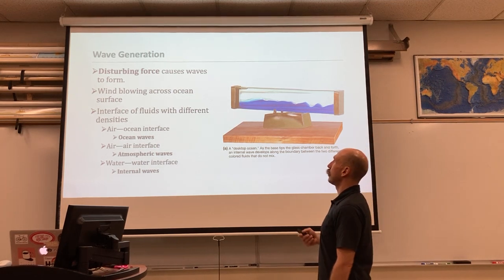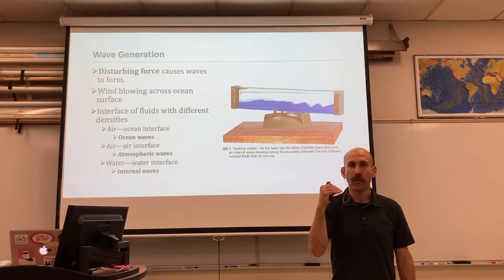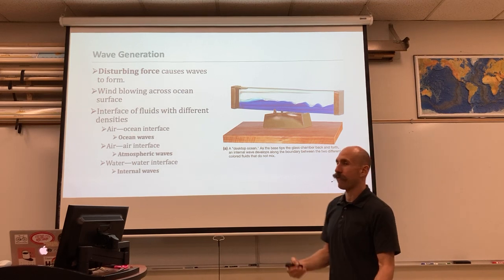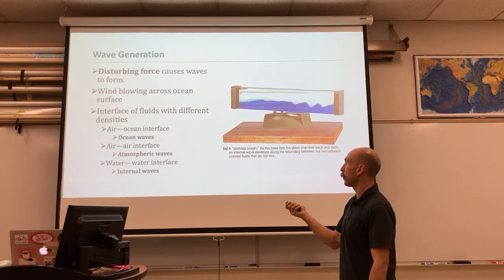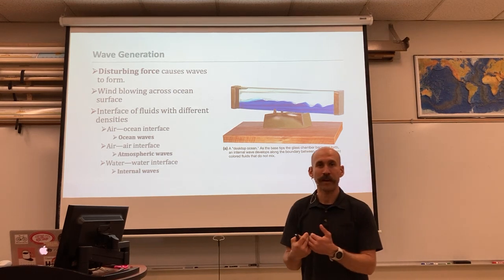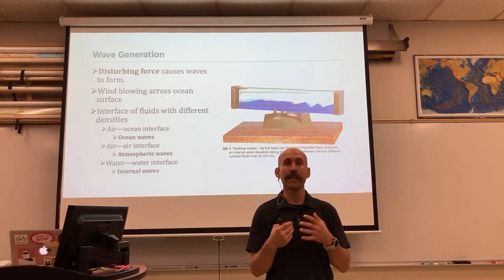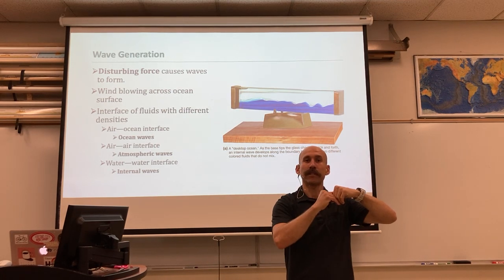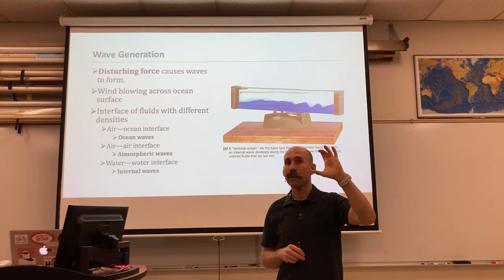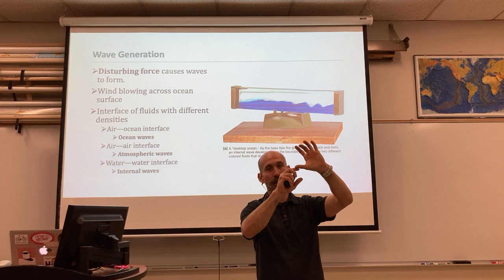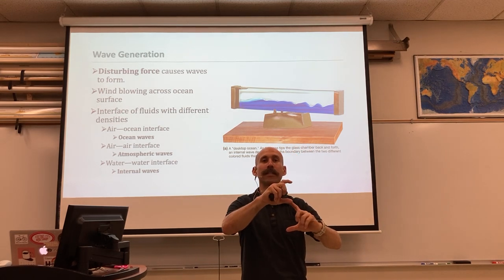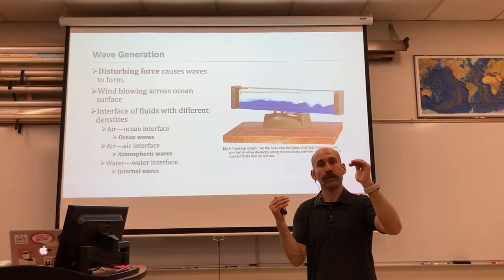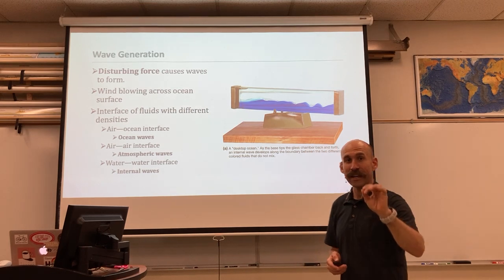At the interface of fluids of different densities, waves are generated. So we have air-ocean interface creating ocean waves. We have air-air interface creating atmospheric waves, and then a water-water interface creating internal waves. And this happens at the pycnocline, where you have an increase in density from the surface mixed layer, pycnocline, we're talking about the layers of the ocean, into the deep ocean. Now, the differing densities of the surface layer and the deep layer actually create internal waves at that interface.